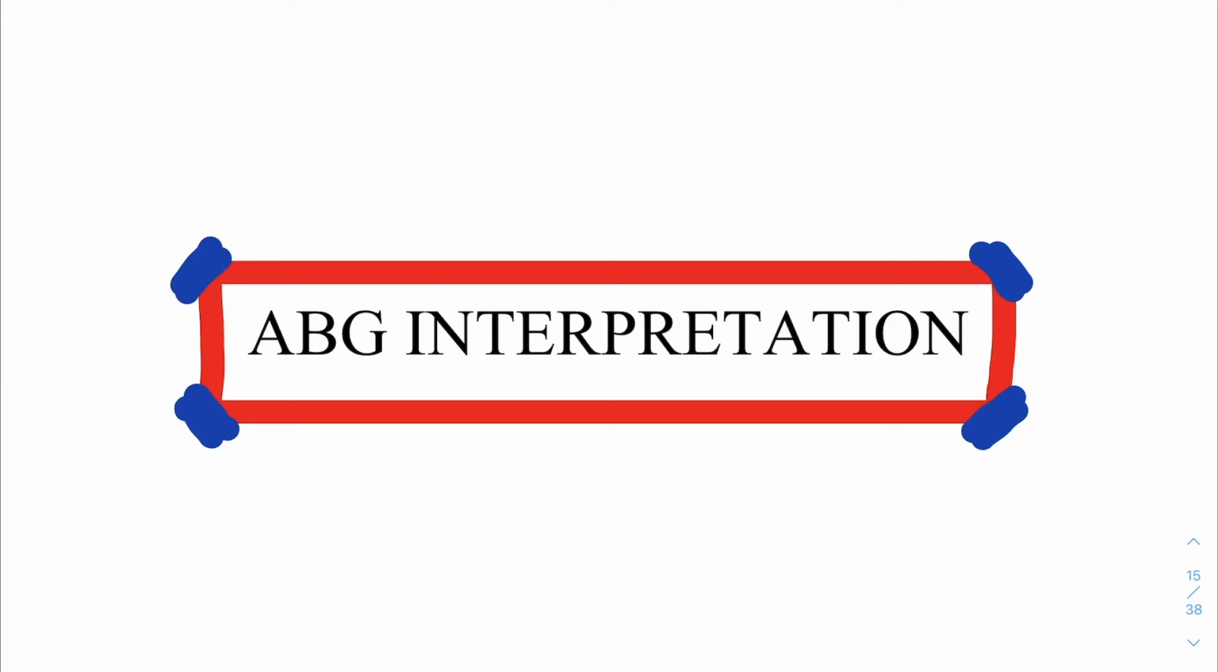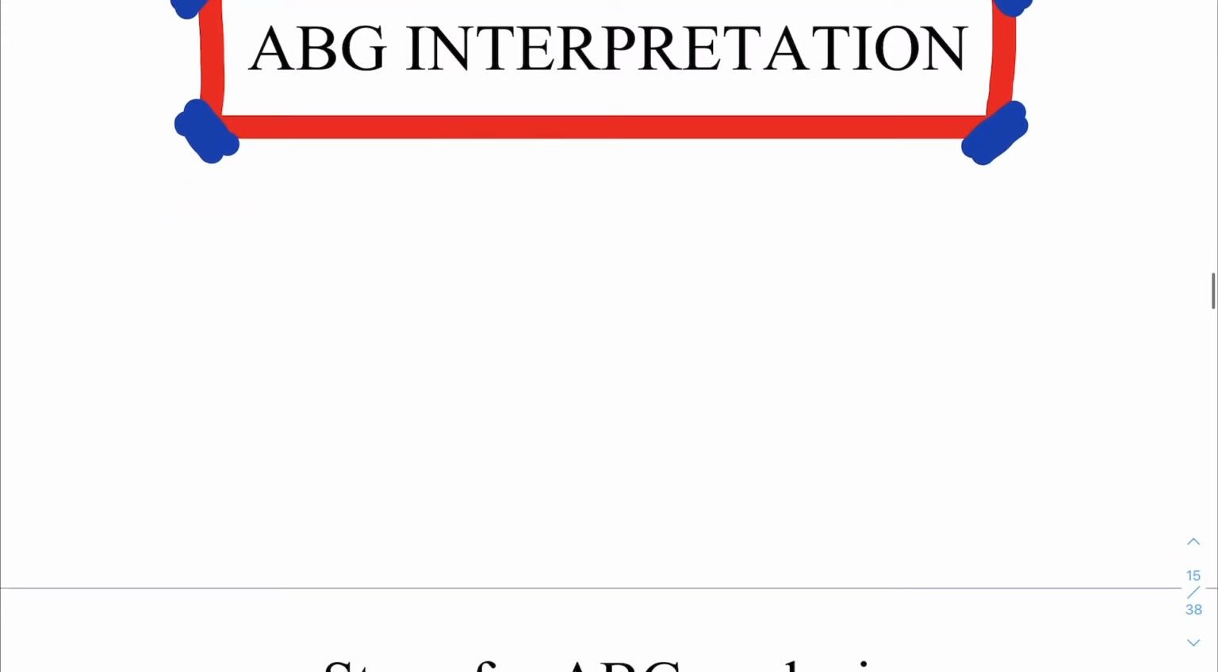In today's class, I'm going to talk about the interpretation of ABG. What is ABG? We all know that ABG means Arterial Blood Gas. So there are different conditions when we need to do an ABG and we need to interpret the ABG to find out the acid-base disorder. So let's see how do we interpret an ABG and find out the diagnosis.